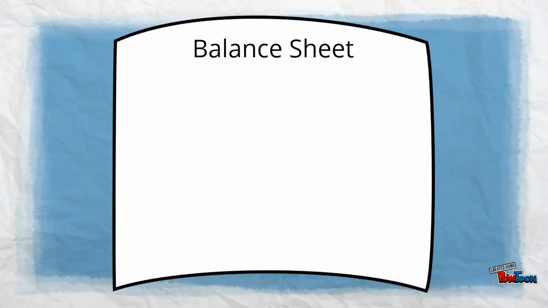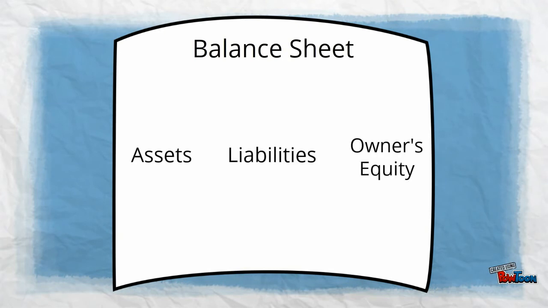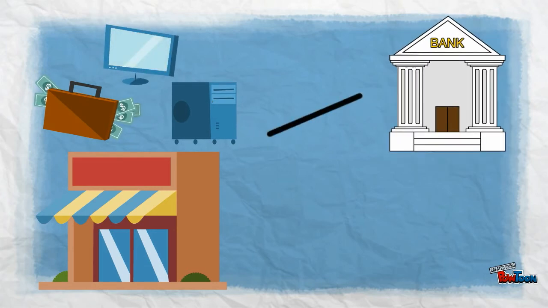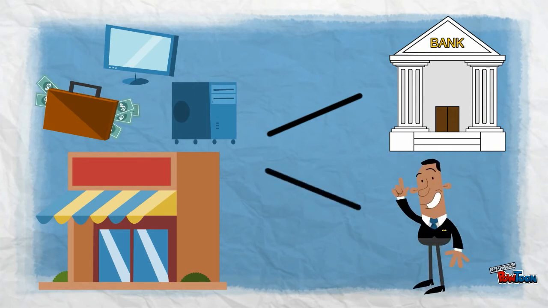The balance sheet shows company assets, liabilities, and owner's equity. It's called a balance sheet because when everything has been properly accounted for, it should balance like this: assets equals liabilities plus owner's equity. This basically means that the value of all the assets or resources a company has is the result of either an outstanding debt the company owes, like a loan, or an investment by the owner.